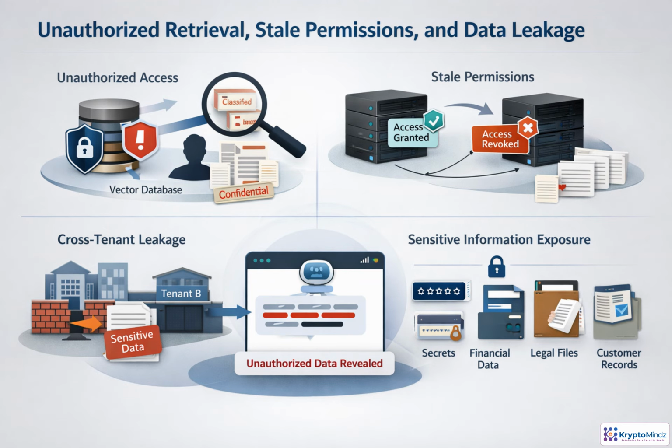RAG security breaks when retrieval trusts the vector database more than the source system. A user may lose access in SharePoint, Confluence, or a tenant workspace, while embedded chunks still carry old permission metadata. If retrieval does not filter by current user, role, tenant, and document status before sending context to the model, the answer can leak secrets, financial records, legal files, or customer data. Authorization has to happen at retrieval time, not just in the application interface.